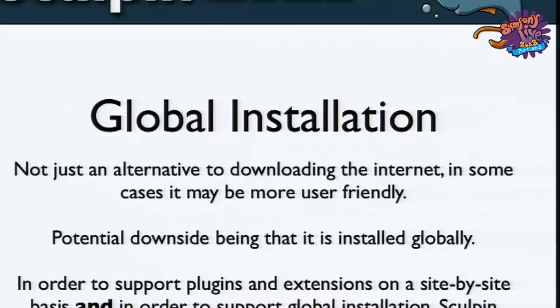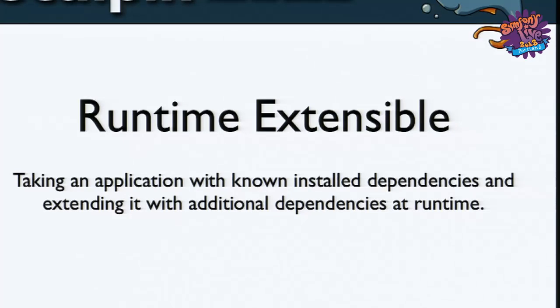In order to support both of the features that I mentioned before, being able to do site-by-site specific plugin installation and the global installation, the application itself needs to be extensible at runtime. And what that means is that you're taking an application with known dependencies that are known to be installed. You can get a PHAR file, it has all of its vendor packages in it. They're installed, those files are there. And then you need to extend it with additional dependencies based on the directory you're in. So that is what it means for an application to be runtime extensible.